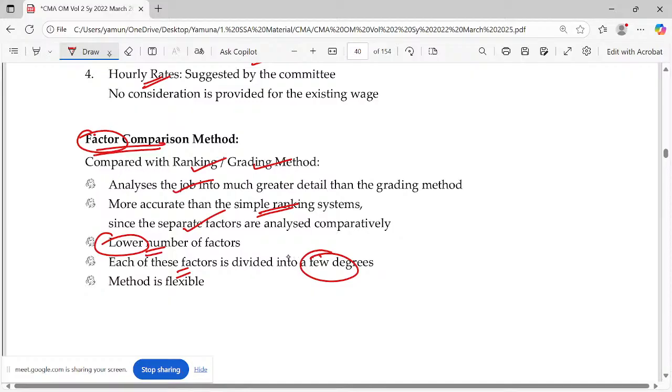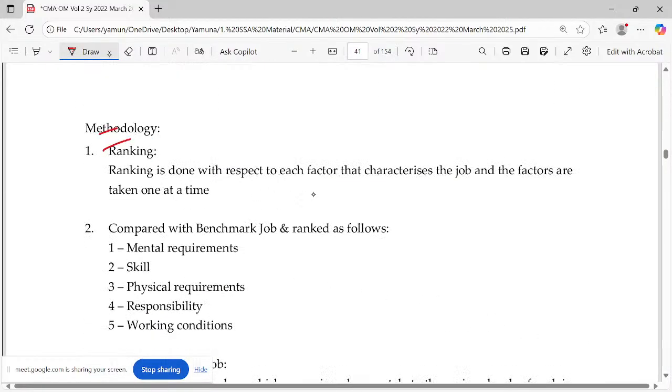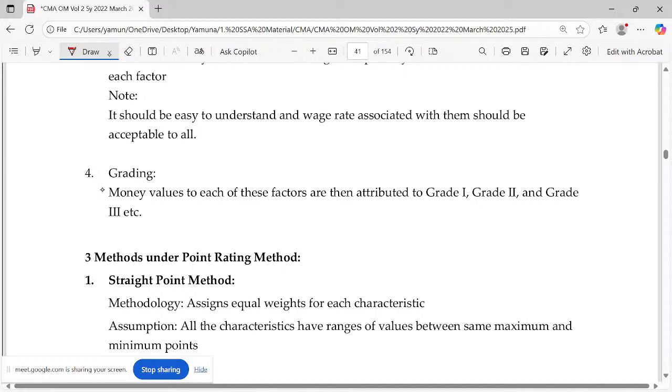How much importance can be given? And usually this method is flexible. Depending on the job, you can change the factors. Then the methodology: ranking is done for each factor, then characterize the job. It is compared to a benchmark job and ranked. First, probably they'll give 1 for mental requirement, 2 for skills, 3 for specific physical requirements, then responsibility and implementation. Then completely they'll go for the sum of money values. So total worth of the job, if you consider it as the total worth of the job, then you go for that.